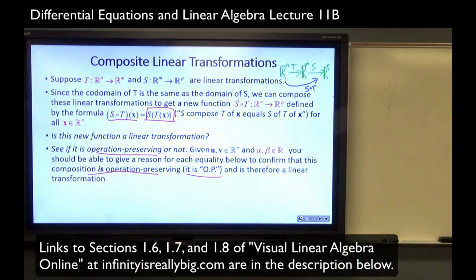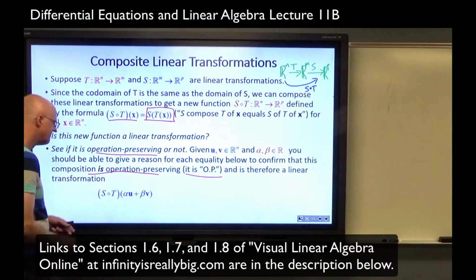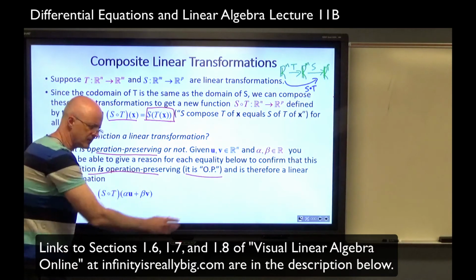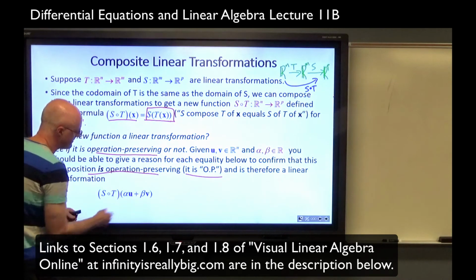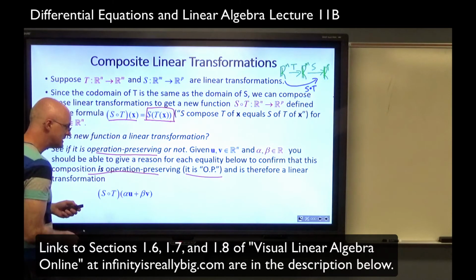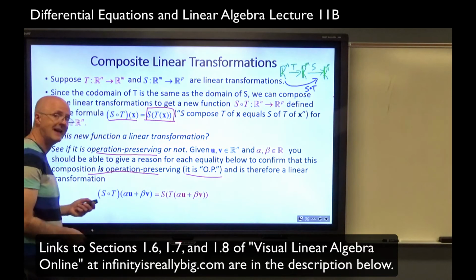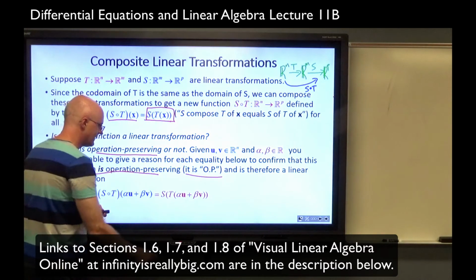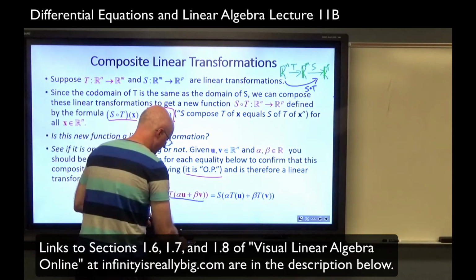And is therefore a linear transformation. Here we go. S compose T of a general linear combination of these two vectors. And you can generalize this to an arbitrary linear combination of a finite number of vectors. But this is good enough. Alpha u plus beta v. By definition, I'm giving you the answers here, S compose T equals this. It's S of T of alpha u plus beta v. Now use the fact that T is a linear transformation to modify the inside here to be this.